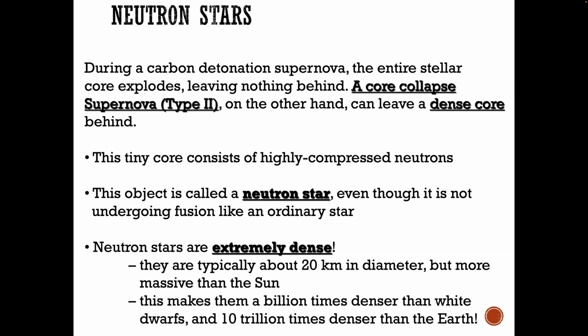As a result of that, these neutron stars are extremely dense objects, right? If you think about the density, they are typically about 20 kilometers in diameter, but even more massive than the sun. So you can think about a 20 kilometer diameter, and then how massive it is, because it's more massive than the sun, right? So you can think about the density of that particular object. This makes them a billion times denser than white dwarfs and 10 trillion times denser than the Earth, right? So you can see how dense these objects are.